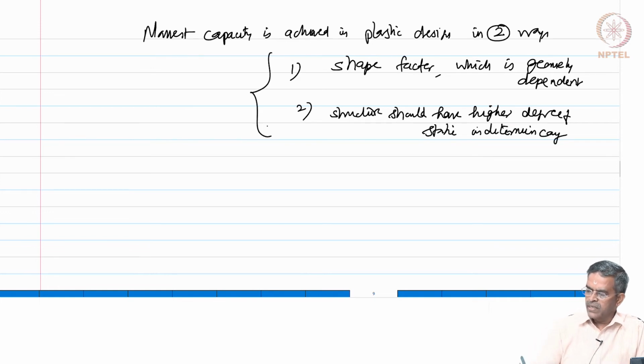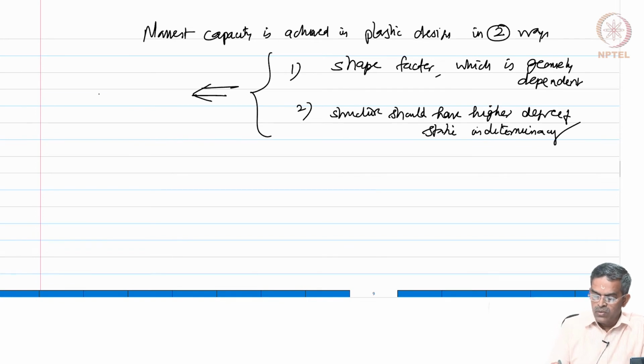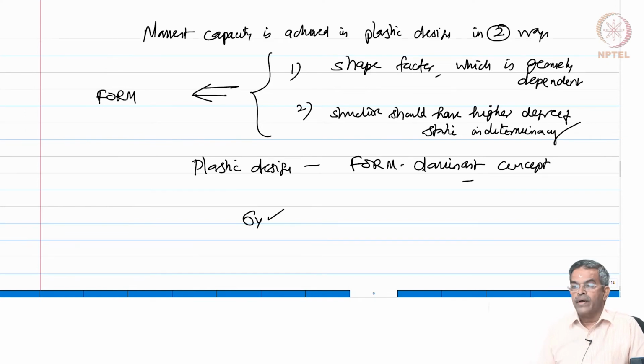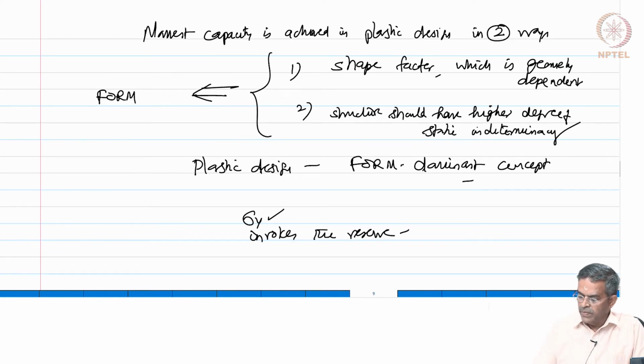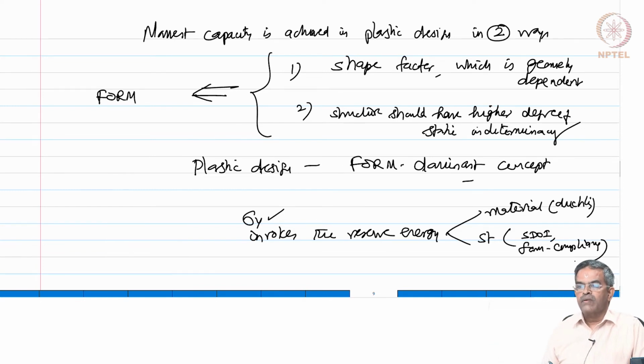Friends, you will recollect that both of these are related to the structural form, is it not? Therefore, one can say plastic design is a form dominant concept. It utilizes strength till sigma y of the material, and it invokes the reserve energy from the material in terms of ductility, from the structure in terms of static degree of indeterminacy and form compliancy. Okay, that is very interesting.